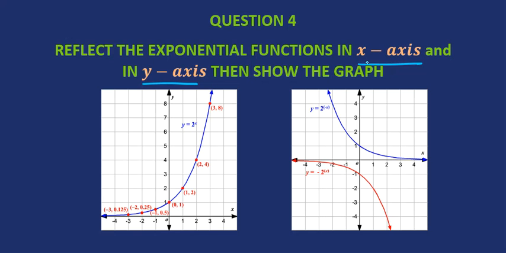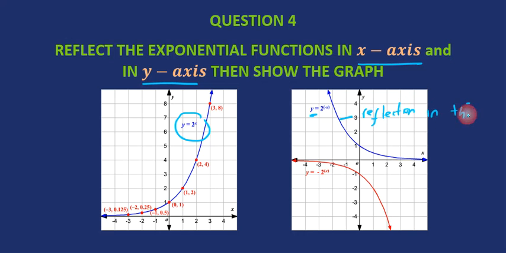So if you're reflecting a function in the x-axis, x will stay the same, but y will become negative. And if you're reflecting your graph in the y-axis, y will stay the same, and the x will become negative. I'll repeat. A reflection in the x-axis means the x stays the same and y becomes negative, and a reflection in the y-axis means that y stays the same and the x becomes negative.